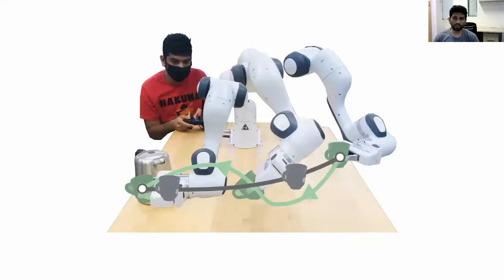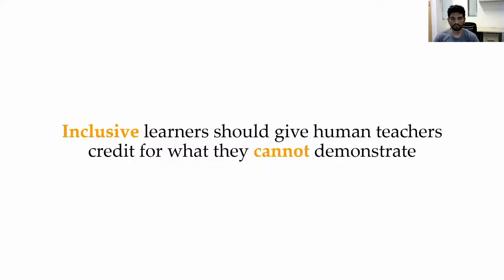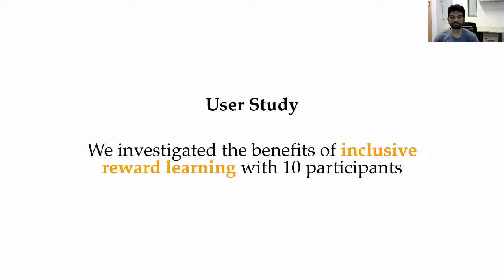So how do robots learn from these suboptimal demonstrations? Current methods often ignore the human's limitations and assume that every user can provide any demonstration. Our insight is that inclusive learners should give human teachers credit for their limitations. We proposed an algorithm that compares the human's demonstrations to similar and simpler alternatives.